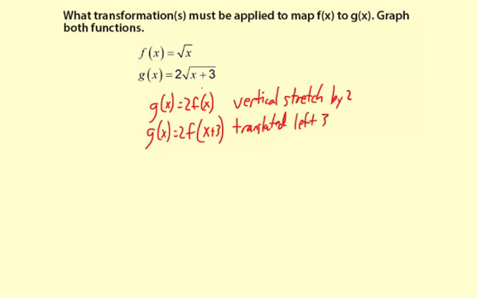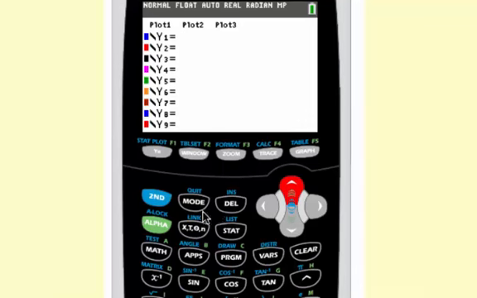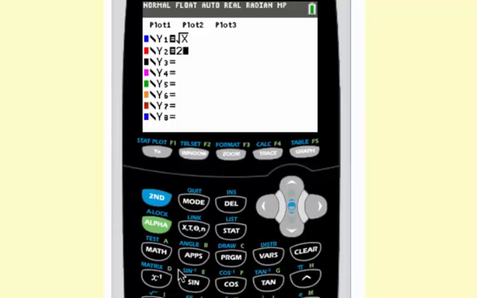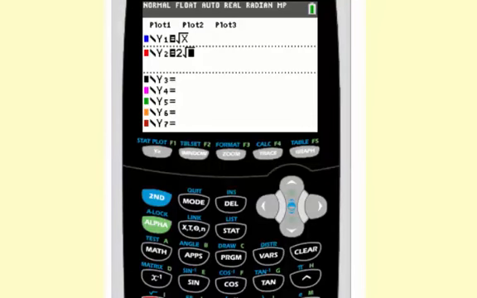Okay, so what I'm going to do is graph both of these on the calculator so we can compare. So the first one is just the square root of x, and the second one is 2 square root of x plus 3.